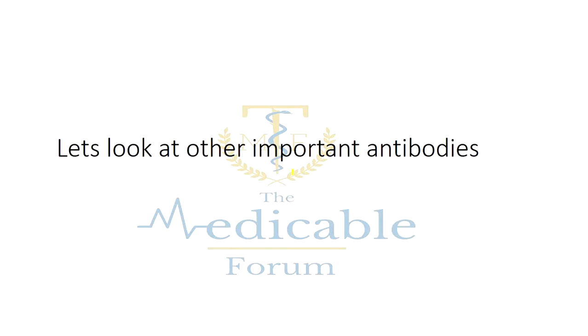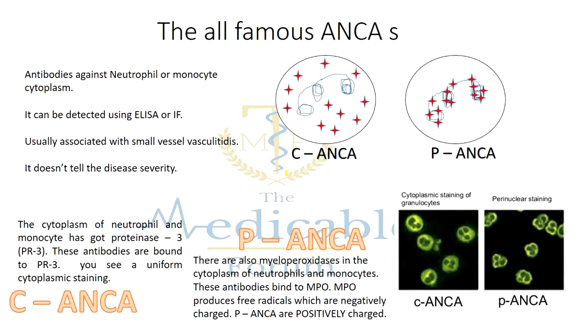Now what are they? The all famous ANCA. What's an ANCA? Antineutrophilic cytoplasmic antibodies. Make sure you remember cytoplasmic. They are not antinuclear antibodies. They are antibodies against the cytoplasm of the neutrophil or a monocyte. It can be detected using ELISA or immune fluorescence.